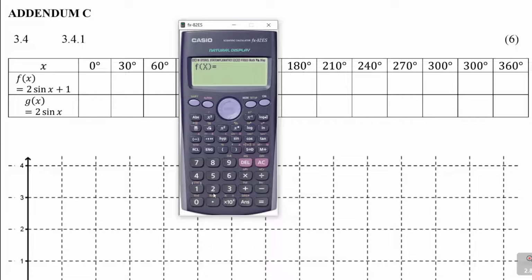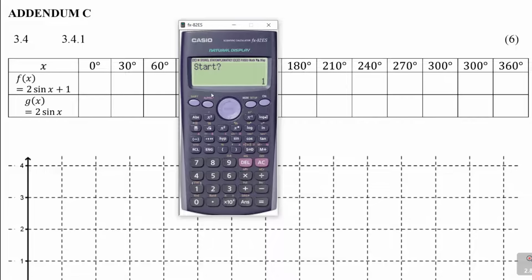So I'll say f of x is equal to 2, and then I say sine. Then how do I put that x? You say alpha x. See that? You close, and then you say plus 1. You see, if I say equal to, your calculator will say g of x. So you say g of x is equal to, you do again 2 sine alpha x. You close. You understand what I'm saying?